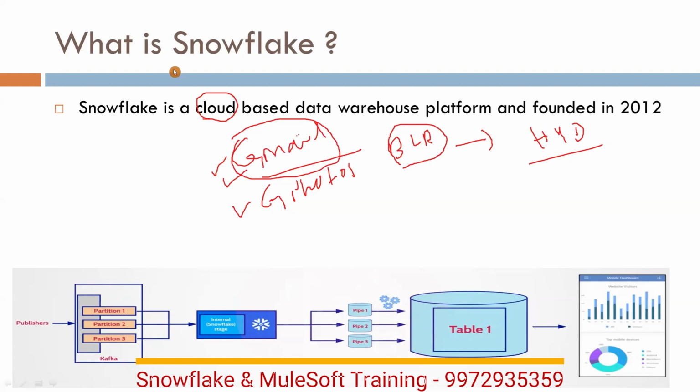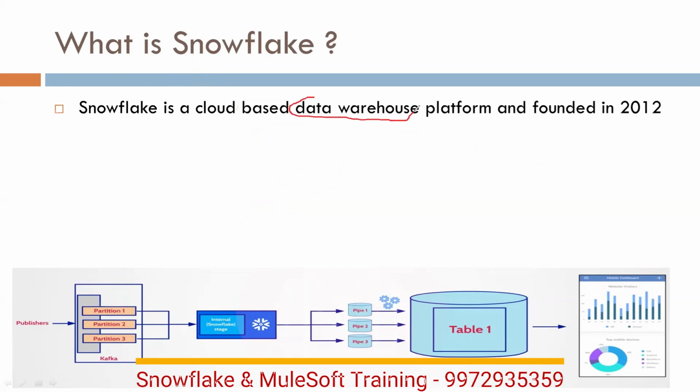So here, Snowflake is also a cloud-based data warehouse platform. Again, coming to data warehouse. What is a data warehouse? A data warehouse is not a database. It works like a database, but data warehouses are mainly used to store historical data.